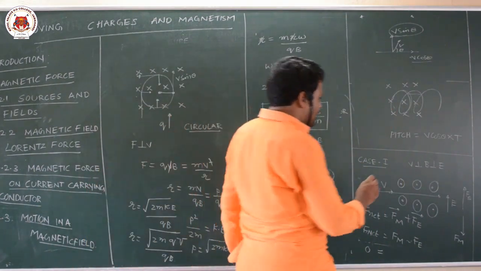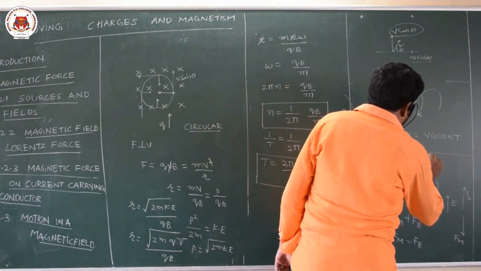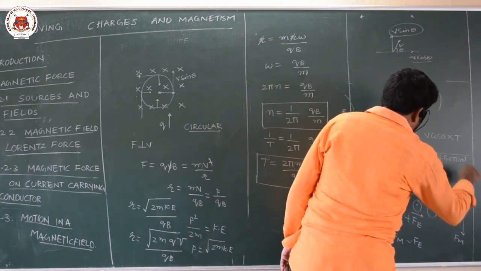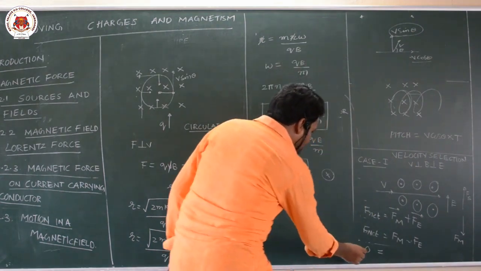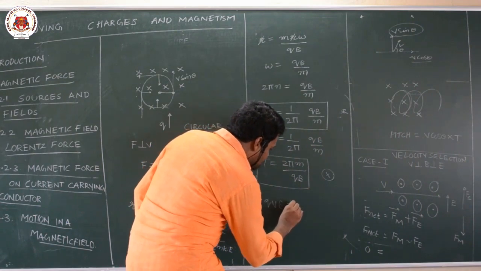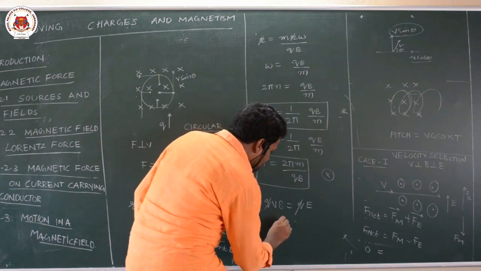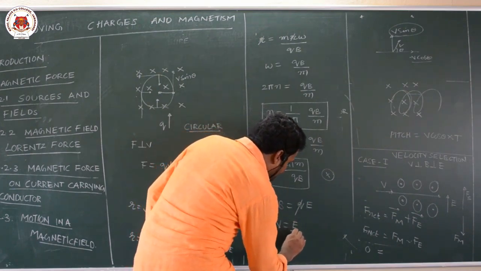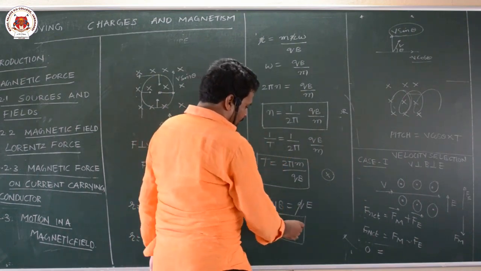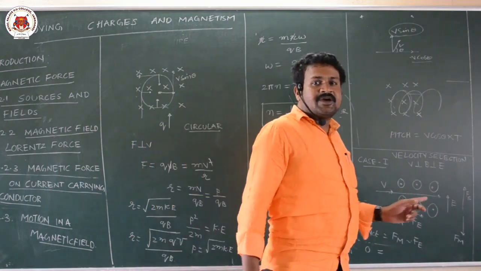And this condition is called velocity selection. So velocity selection, how will we do it? Let us write here. QVB is equal to QE. Then Q will get cancelled. We will get V is equal to E by B. When you apply the condition V is equal to E by B, the charge particle will be undeflected.